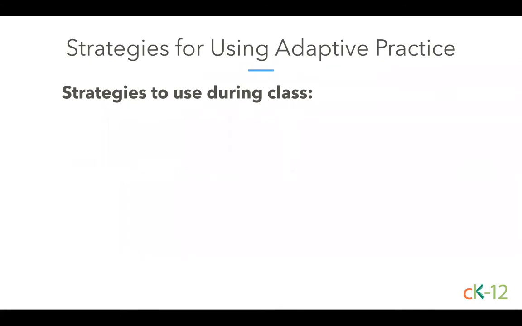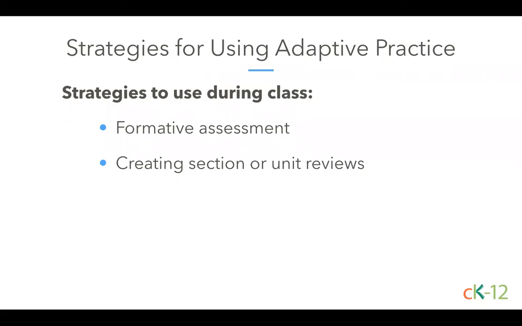Great. So we're going to take a look at some strategies for how we could use this adaptive practice during our class time. One way that could be really effective is to use this as a formative assessment or a warm-up. Adaptive practice could be used as a really effective pre-assessment when starting a new unit. This could help give a general survey of student understanding before starting a new topic. You could also use it as a section or unit review. You can create an assignment with multiple sections, and you could even potentially add a quiz if this is beneficial.